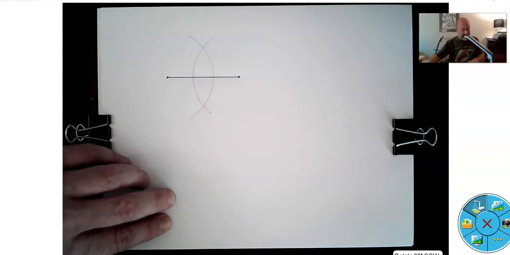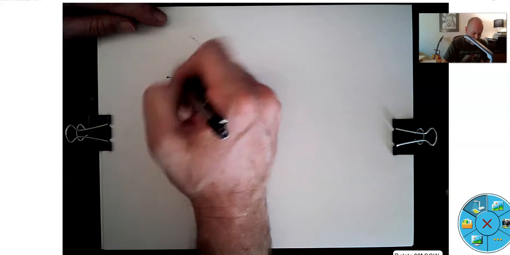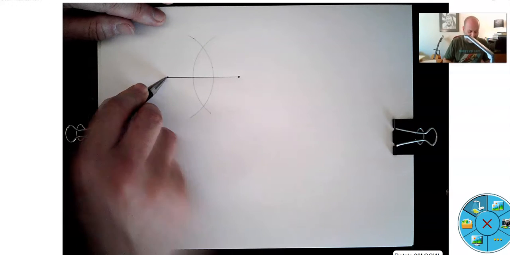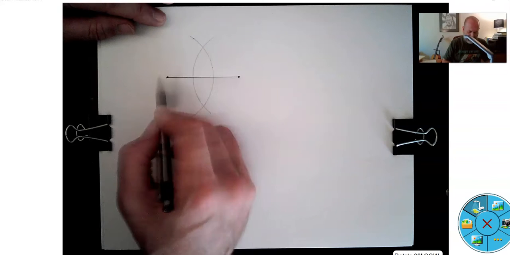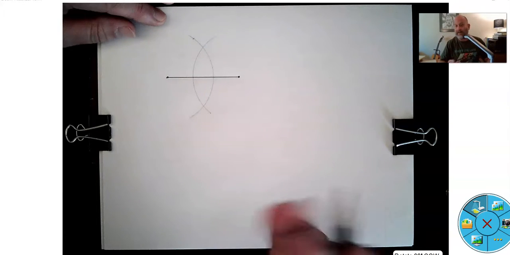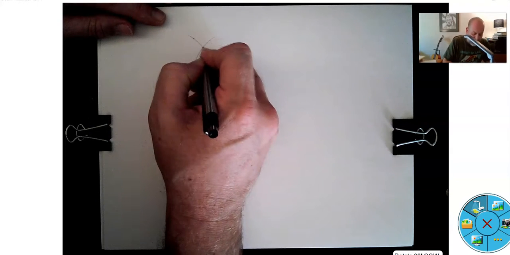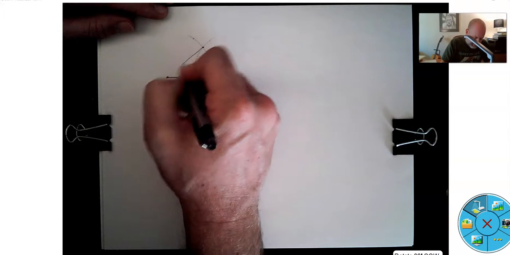Okay, so what that means is that the distance from any point on this circle to this end point is the same distance. So whether I draw it from here to here, or from here to here, or from here to here, it's always the same distance. The same thing is true on this side. So this point where they cross is that radius away from this side.